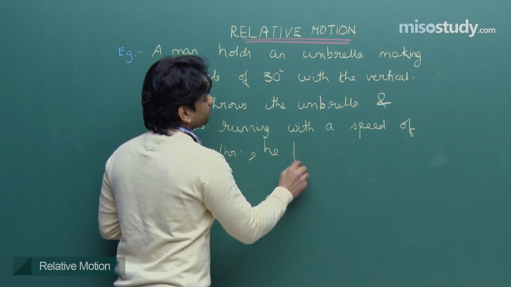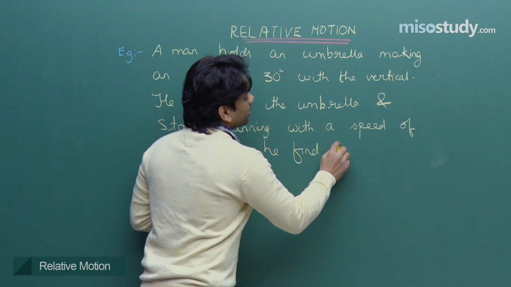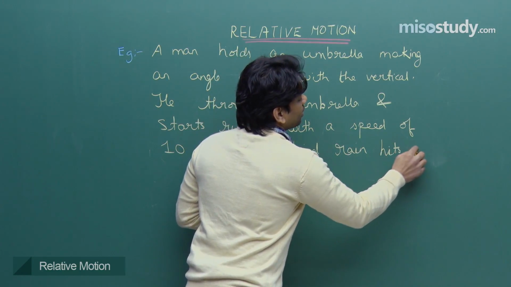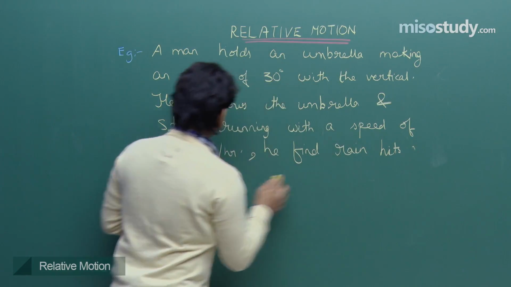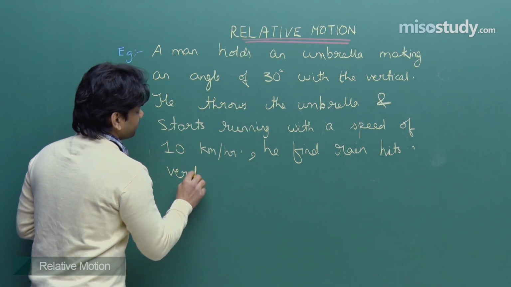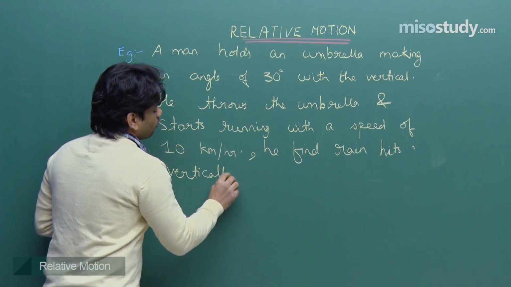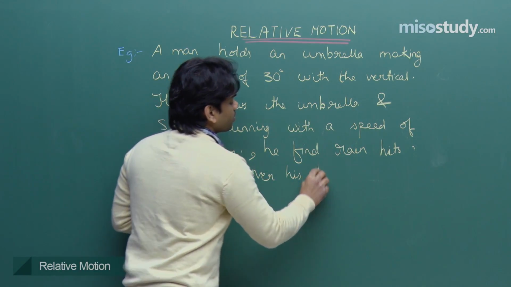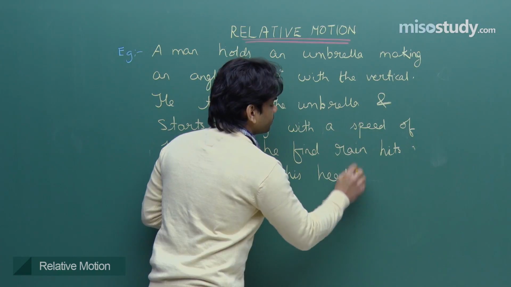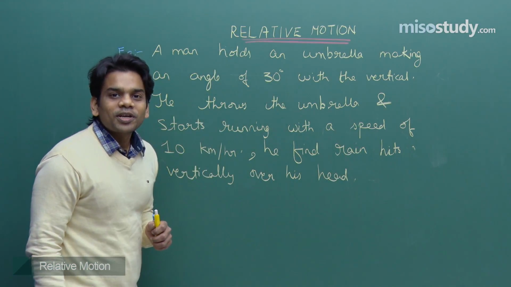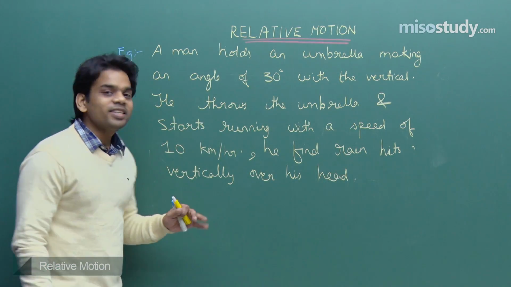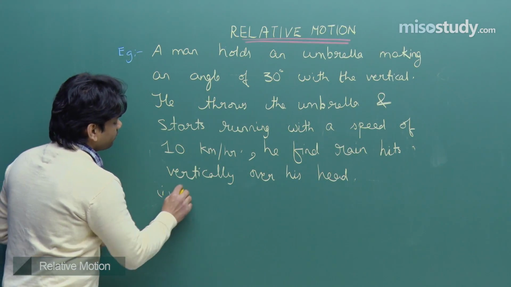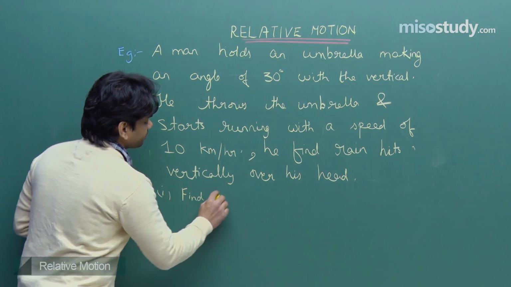He finds rain hits vertically over his head. The question is, find the velocity of rain.